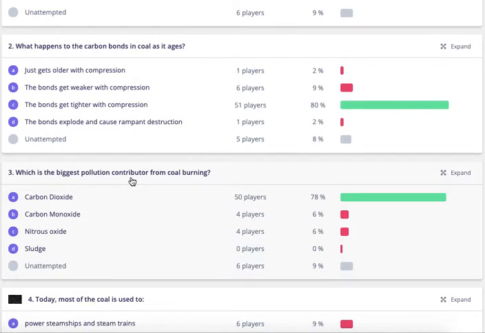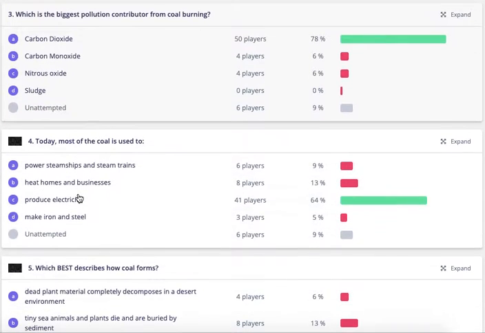Biggest pollution contributor from coal burning? Carbon dioxide. You guys know about this. You hear it in the news all the time. Greenhouse gases, global warming, carbon dioxide in the atmosphere.